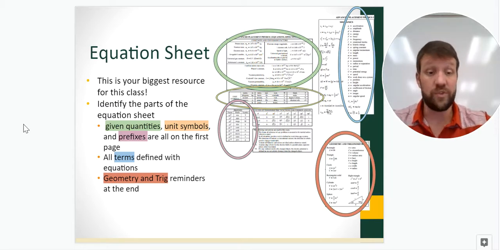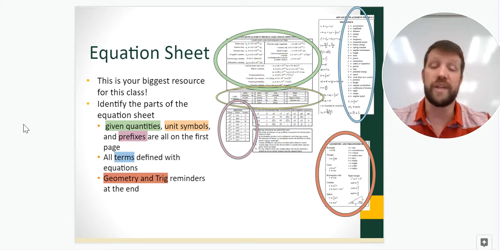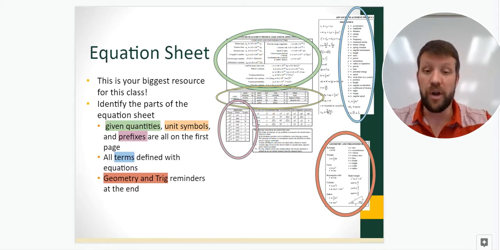This is the biggest resource you'll have for this class. Know that those equations will be with you on all tests, on all homeworks, on all labs, on your AP test. They will be given to you all the time. You are not expected to memorize any equations. You might through practice, but you don't need to. All right, you're going to identify some parts of the equation sheet here.